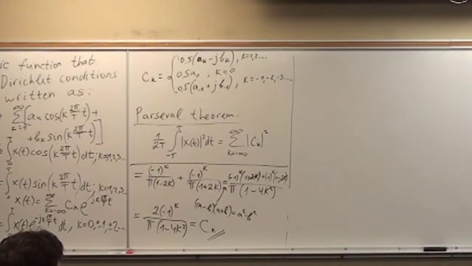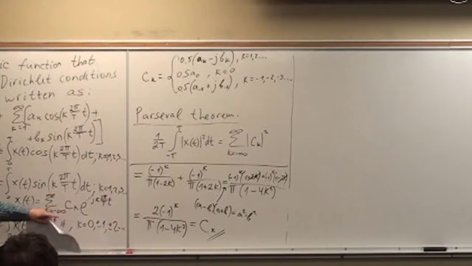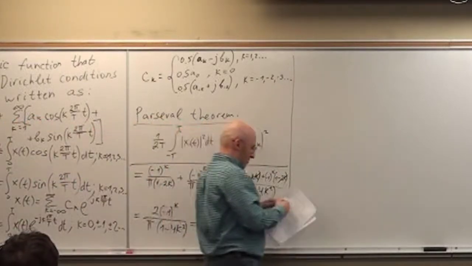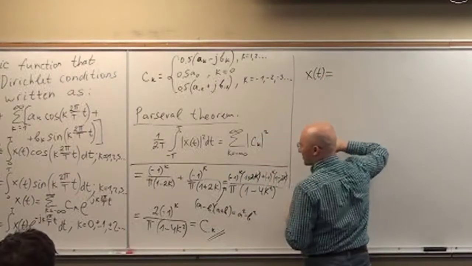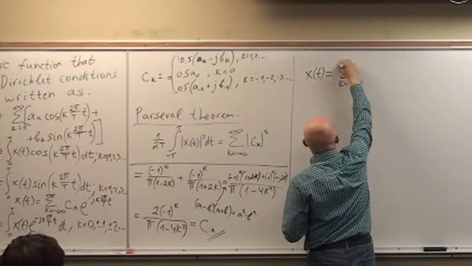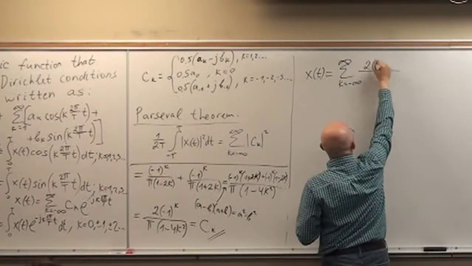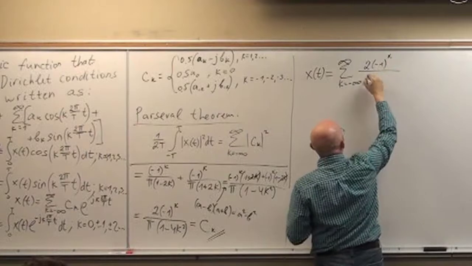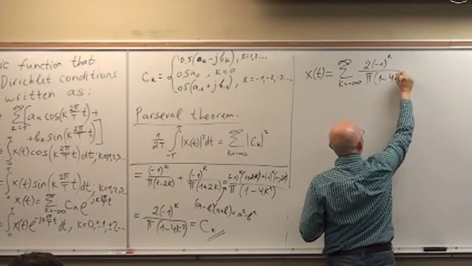No, dude. Okay, so we have the coefficients that we wanted to find for the complex Fourier series. Basically, for the complex Fourier series, you just put that thing into that formula. So this is the complex Fourier series. You write x of t equals sigma, k from minus infinity to plus infinity. So we go in the formula, which is twice minus 1 to the power of k divided by pi, times 1 minus 4k squared.